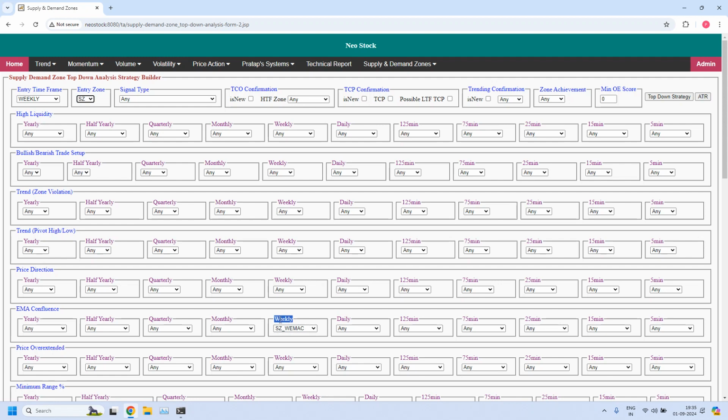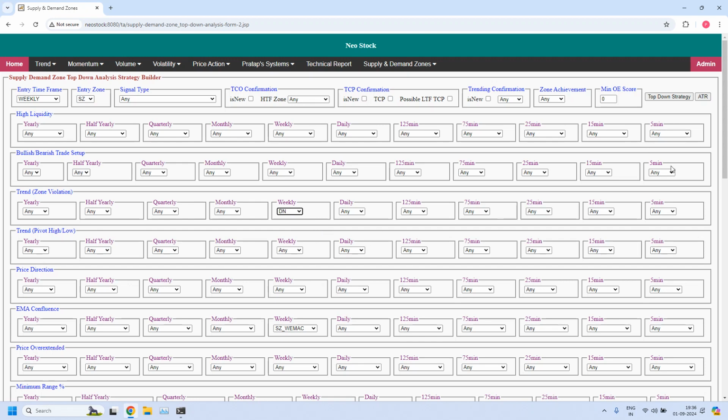But this concept makes sense only if the trend is trending. Here downtrend makes more sense because we are looking for supply zones. When you go for supply zones, you always go for short trades, and for short trades a downtrend is very useful. That is the reason why in the zone violation trend, weekly trend, I am selecting downtrend. If the list is big, the pivot high-low trend also we can set to downtrend. Otherwise, this is good enough if it is a small list.